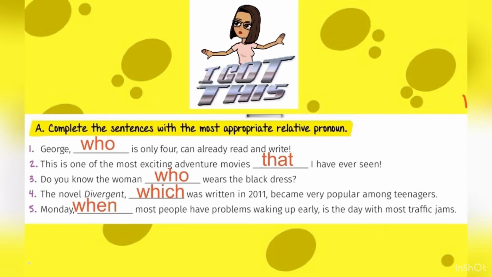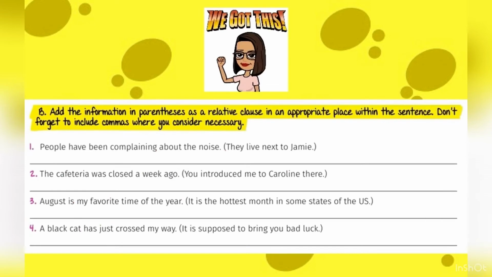These are your answers. Remember, you can pause the video if you need more time to check or write your answers in your book. Moving on with activity B, it says add the information in parentheses as a relative clause in an appropriate place within the sentence. Don't forget to include commas where you consider necessary. Number 1, people have been complaining about the noise. In parentheses, it says they live next to Jamie. In order to add more information about the people, the answer is the people who live next to Jamie have been complaining about the noise.